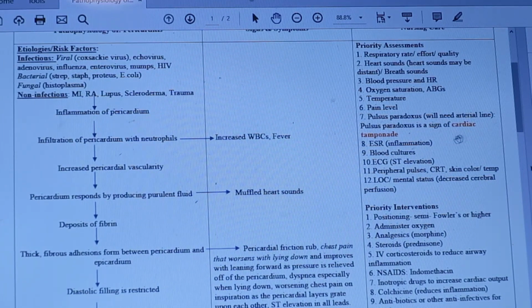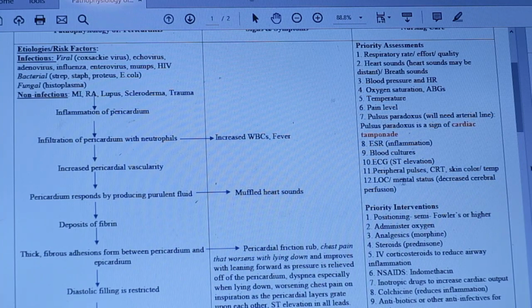You will see an increased ESR, which is the erythrocyte sedimentation rate. That's a sign of inflammation, so you're going to need to monitor that as the nurse. You will be watching blood cultures, because we've got to figure out what bug is causing this so we can treat it. You'll be looking at the ECG.